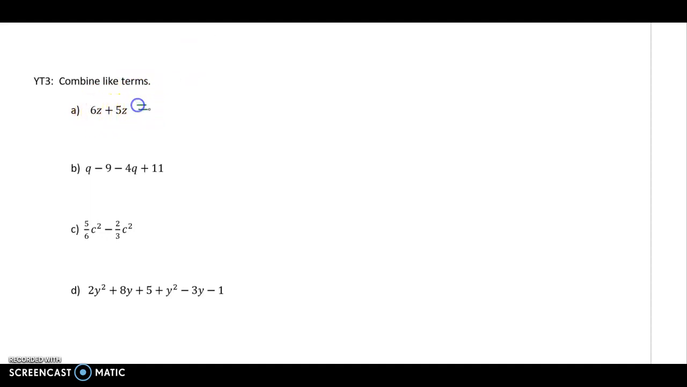6z plus 5z should give you 11z. Q minus 4q gives us negative 3q, and then negative 9 plus 11 gives us positive 2. So negative 3q plus 2.